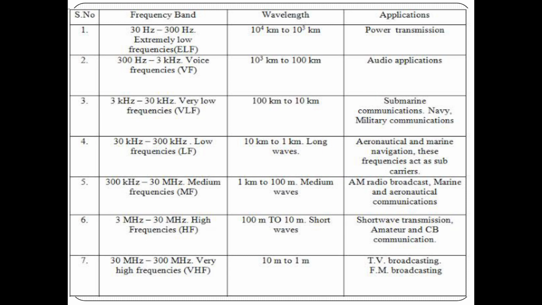Frequency band from 30 kHz to 300 kHz, low frequency, with wavelength ranging from 10 km to 1 km, long waves, used for aeronautical and marine navigation; these frequencies act as subcarriers. 300 kHz to 3 MHz, medium frequency, 1 km to 100 meter, medium waves, for AM broadcast, submarine and aeronautical application. 3 MHz to 30 MHz, high frequency, 100 meter to 10 meter, short waves, short wave transmission and CB communication. 30 MHz to 300 MHz, very high frequency, 10 meter to 1 meter, TV broadcast and FM.